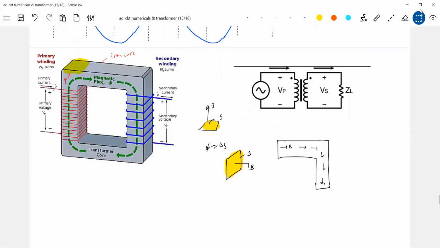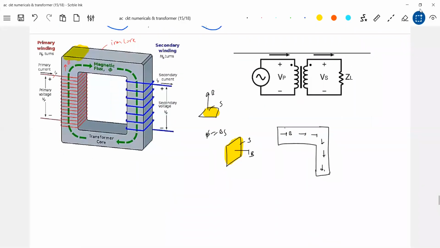Come to this. So the same EMF will be generated here. This will be VP, this will be VS. So that is the EMF induced. This is the primary coil, and this is called the secondary coil.